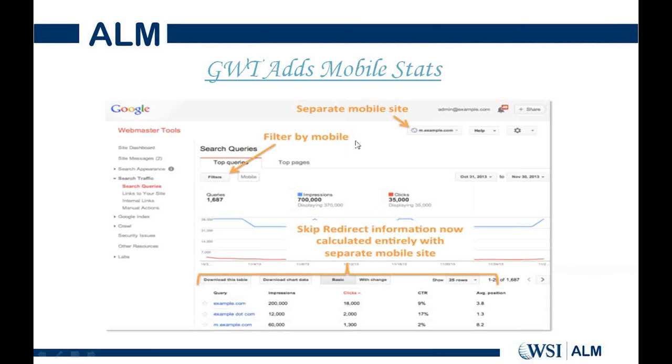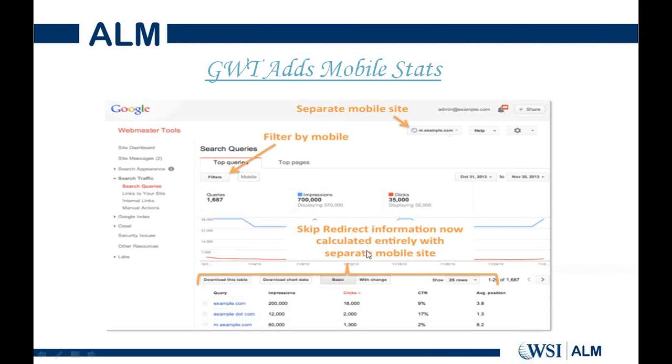If you look at this graphic over here, you have top queries. This is like the search queries page on your Webmaster Tools account. In the top queries, you can now filter by mobile, and it's going to show you all of your mobile related queries. If you have a separate mobile site, like in this example, m.example.com, you can actually look at your mobile site as well and see the mobile site statistics.